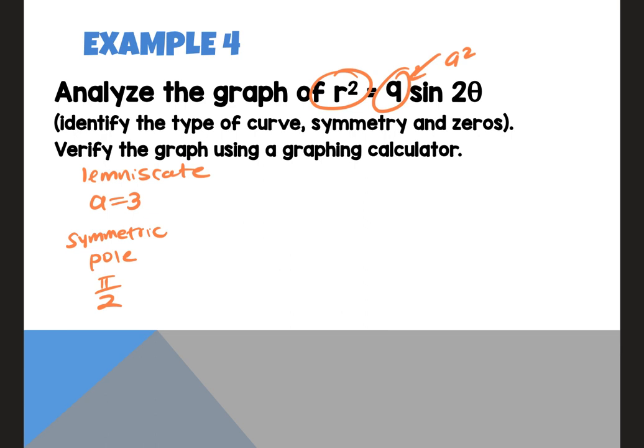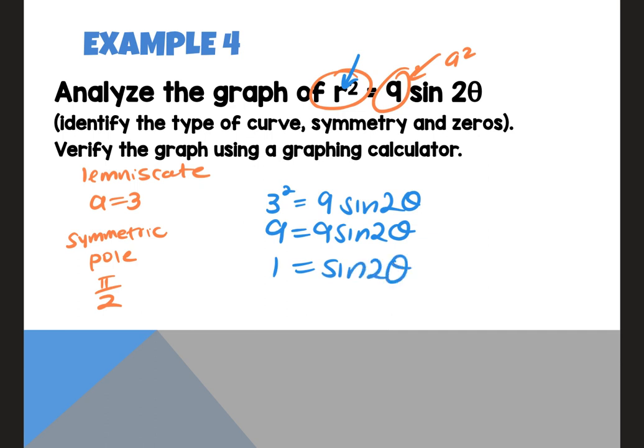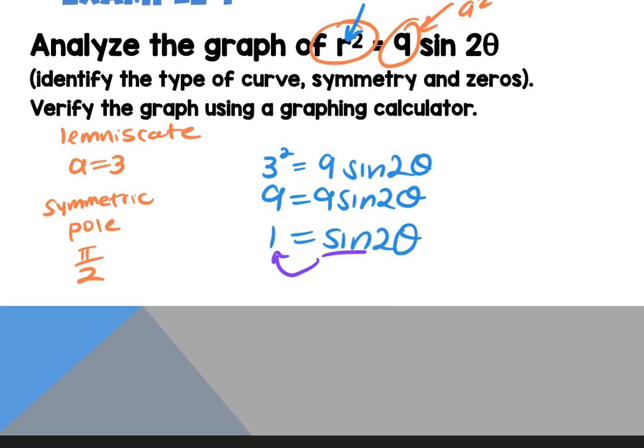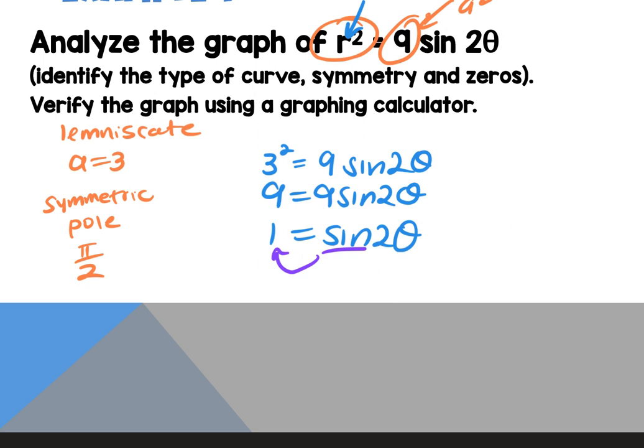Now I'm going to find where one of those loops are. I'm going to set r equal to 3. So I plug 3 in here: 3 squared equals 9 sine 2 theta. 9 equals 9 sine 2 theta, so 1 equals sine 2 theta. And then where is sine 1? Pi over 2. So pi over 2 equals 2 theta, and then I have to divide by 2 at the end or multiply by half, and I get theta equals pi over 4.